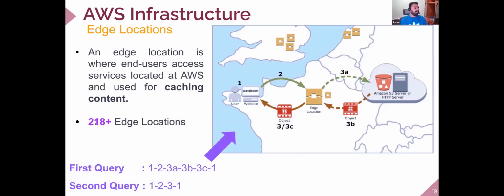As of now, we have 218 plus edge locations for the AWS infrastructure. These edge locations are mostly used for CDN, the content delivery network, and Route 53 domain services like that.